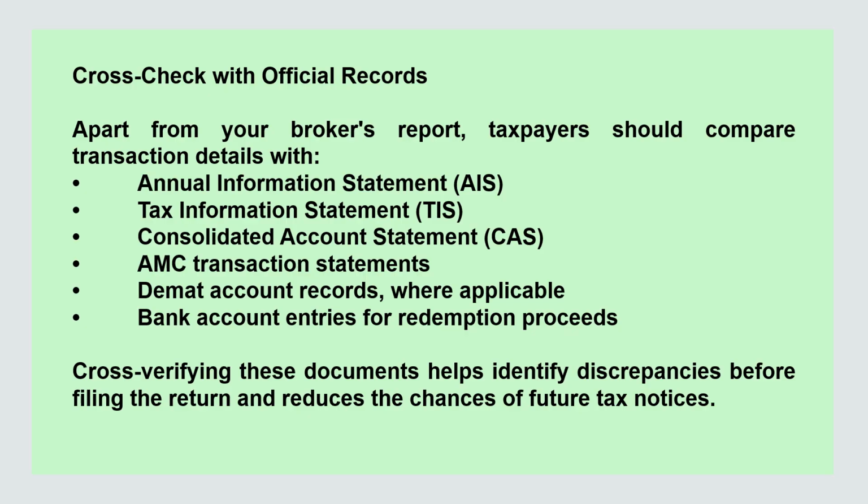Cross-check with official records. Apart from your broker's reports, taxpayers should compare transaction details with the Annual Information Statement (AIS), Taxpayer Information Summary (TIS), Consolidated Account Statements (CAS), AMC transaction statements, DMAT account reports where applicable, and bank account entries for redemption proceeds. Cross-verifying these documents helps identify discrepancies before filing the return and reduces the chances of future tax notices.